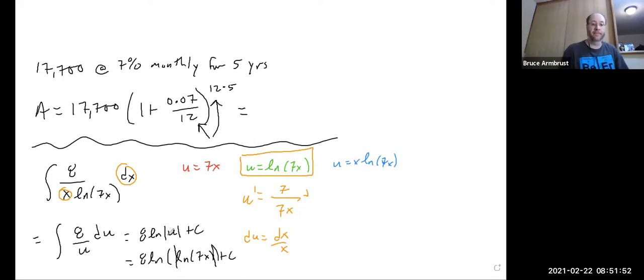So anyway, I apologize if my being lazy has led to you guys being lazy and forgetting about it as well. But technically, yes, when you integrate with the natural log, you need absolute values.